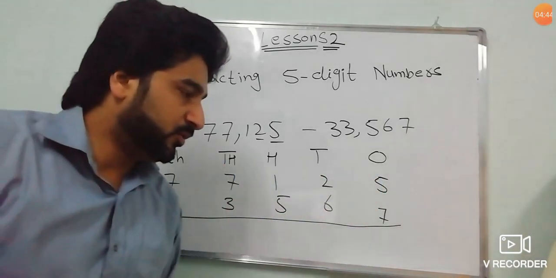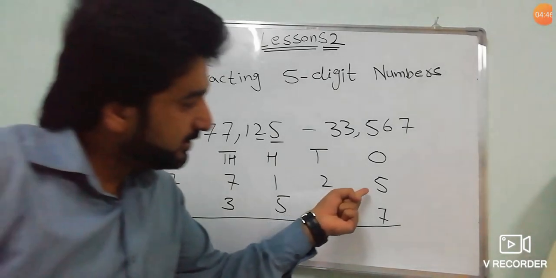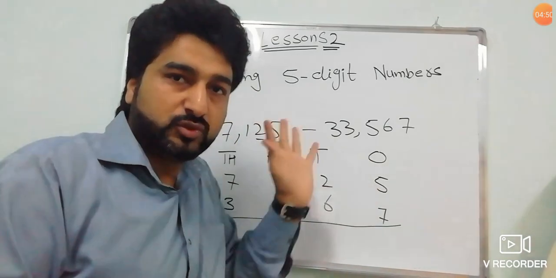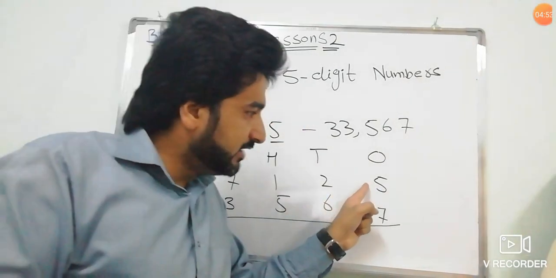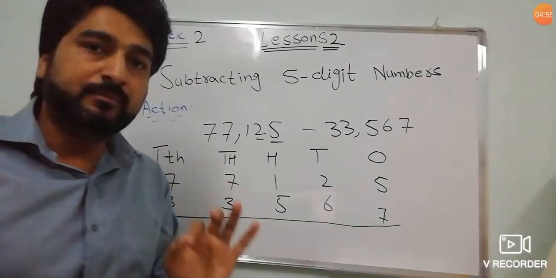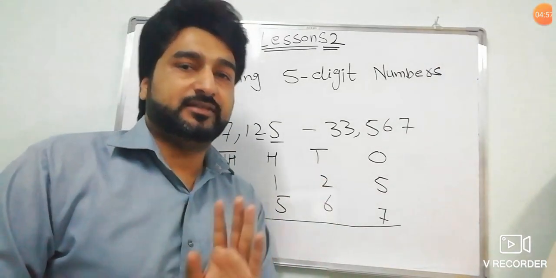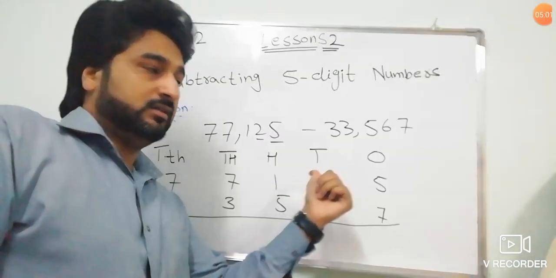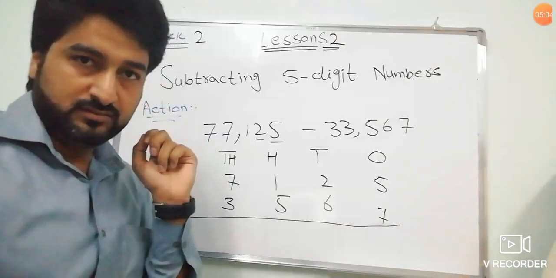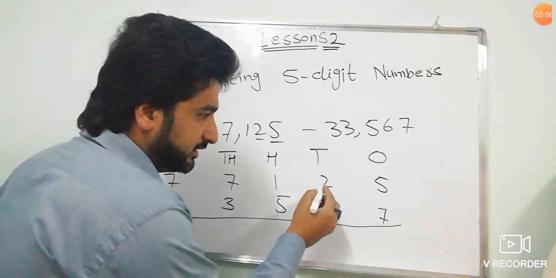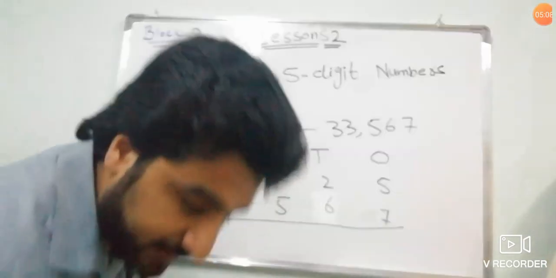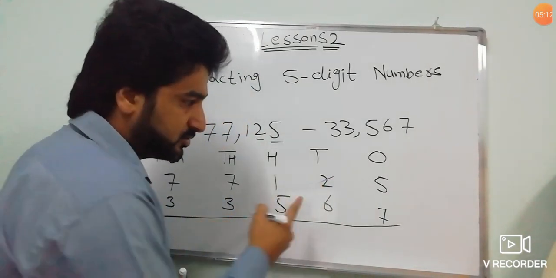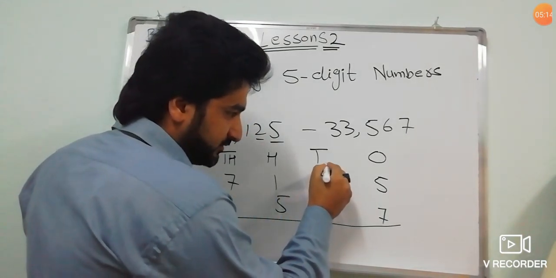In this one, an important thing is: from 5, can you subtract 7? I'm talking about the digits at ones place only. Can you subtract 7 from 5? No. From a smaller number, a bigger number we cannot subtract. In that case, we have to borrow from the digit at tens place. If you are taking a borrow from here, let me use a marker for that. You will cut this 2 and 1 is left.